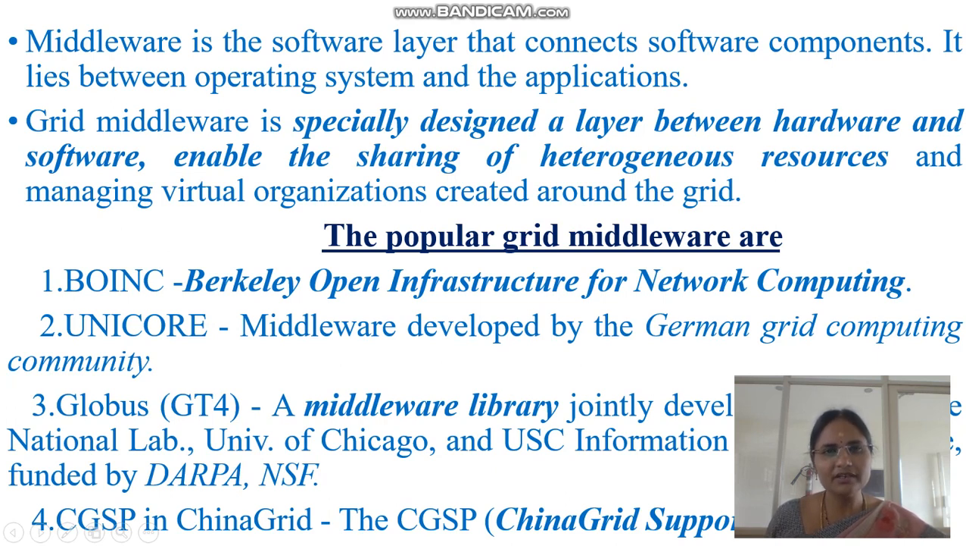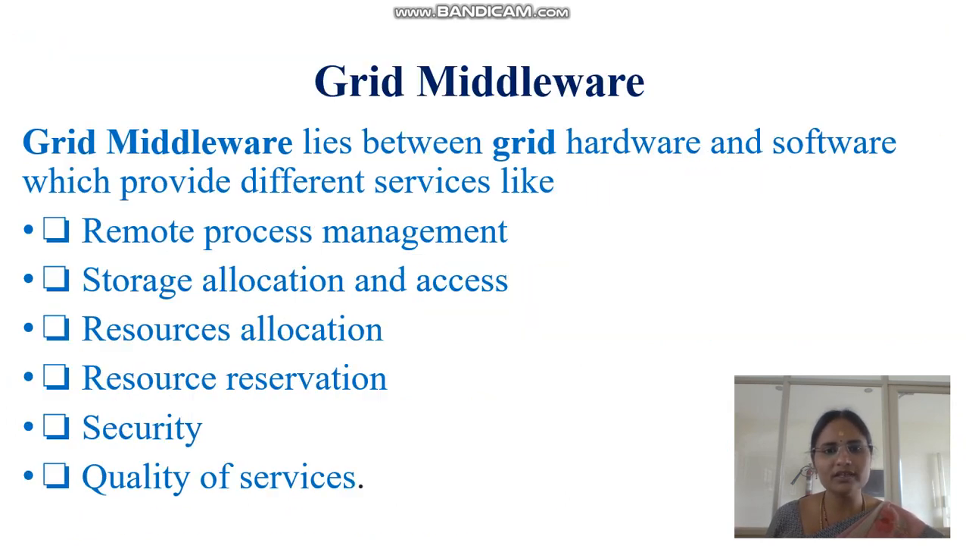So this middleware is a software layer. Actually, it is connecting the different kinds of software components. Simply, we can understand it as lying between the OS and other grid applications. So the major services the grid middleware provides are listed out here. These are only a few. Some more are also there.